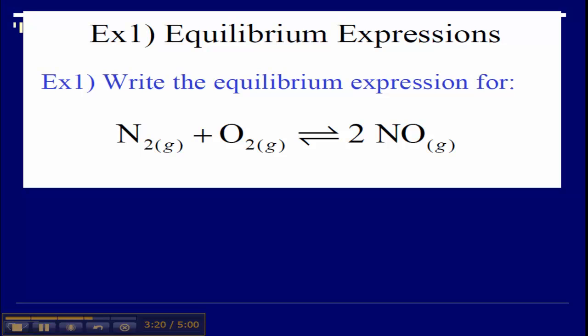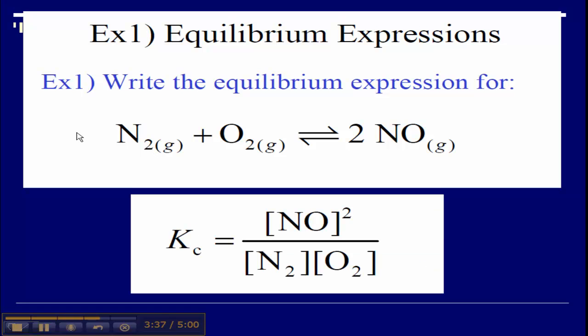So if we're going to write the equilibrium expression for this particular equation, remember that our products are over here on the right. So this guy's going to go on the top, and we're going to raise it to the 2. All right, so we're going to square it basically and put that over our N2 times our O2. All right, so product raised to the 2, because that's its coefficient, over N2 times O2.